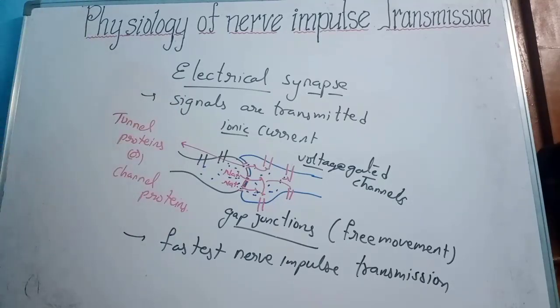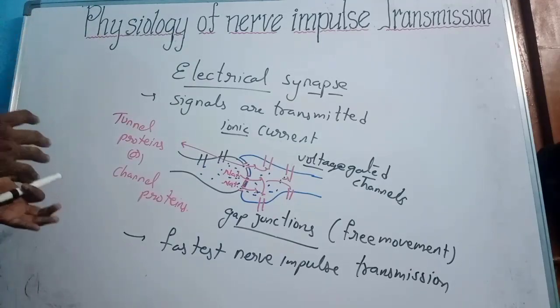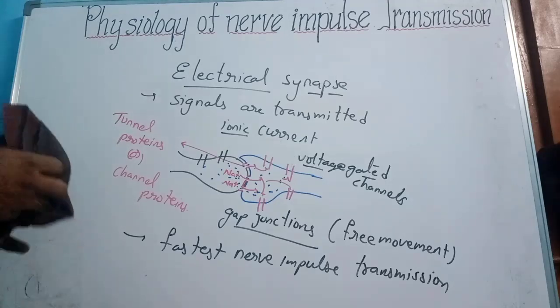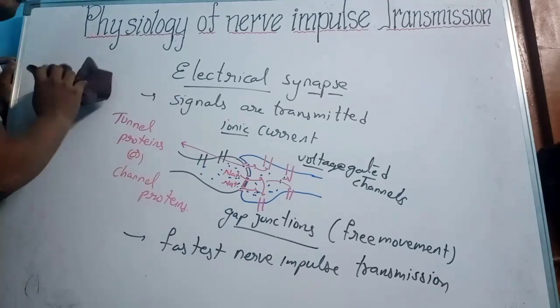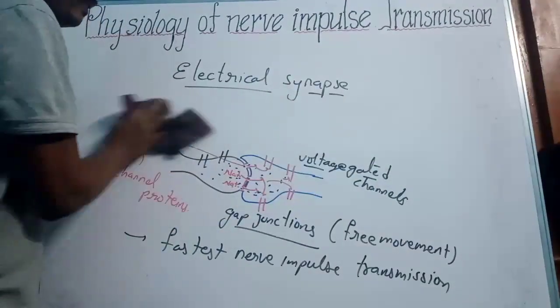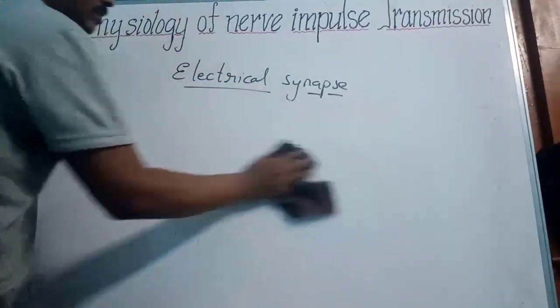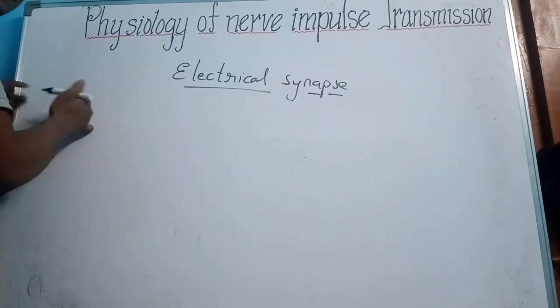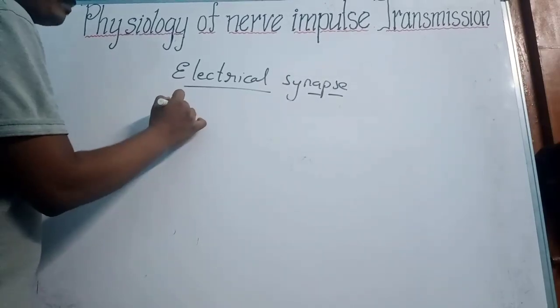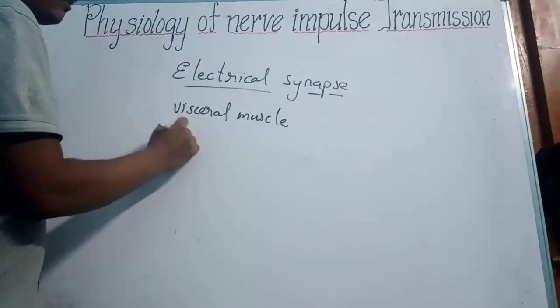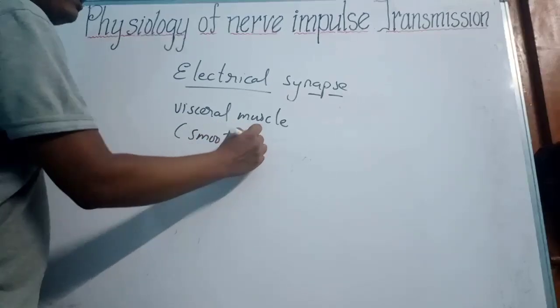Now you may get a doubt: sir, where is the location of this particular electrical synapse, or in which type of cells or muscles can we see this electrical synapse? We can find these electrical synapses in areas like the smooth muscles. Because we require the faster movement of signals. Where do we require the fast movement of signals? We require them in the involuntary organs, the visceral organs. So we can find these electrical synapses generally in the visceral muscles, or we can say smooth muscles.